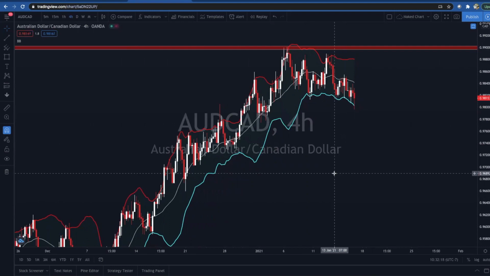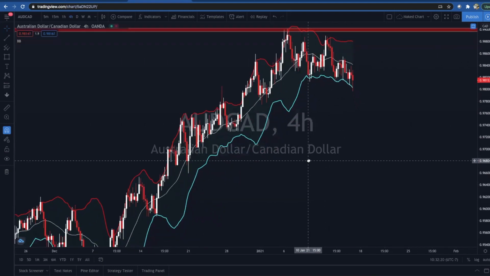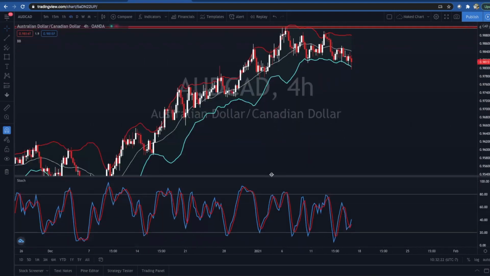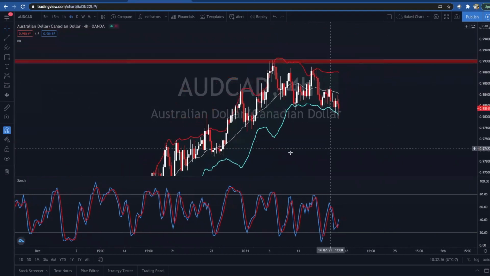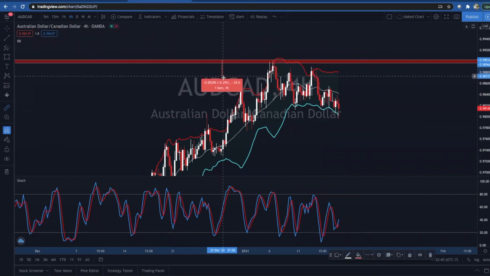And then to add confluence, you want to add on your stochastic. So if you can see here, when you add on the stochastic, if I line this up, you have a stochastic cross here. You can see where the red line crossed over the blue line and pretty much you went straight into profit. So let's measure this from the top of this wick to the bottom of this candle here. You can see that that's 35 pips.